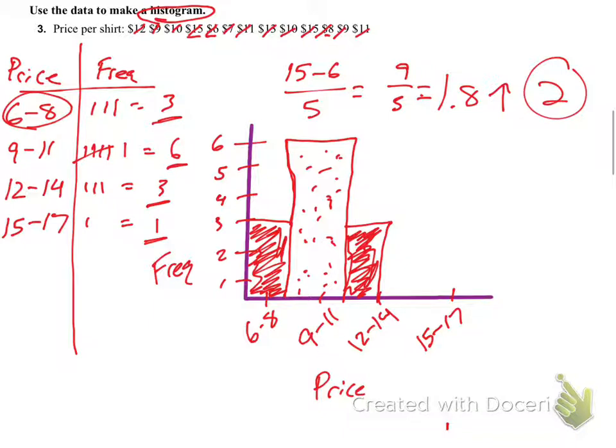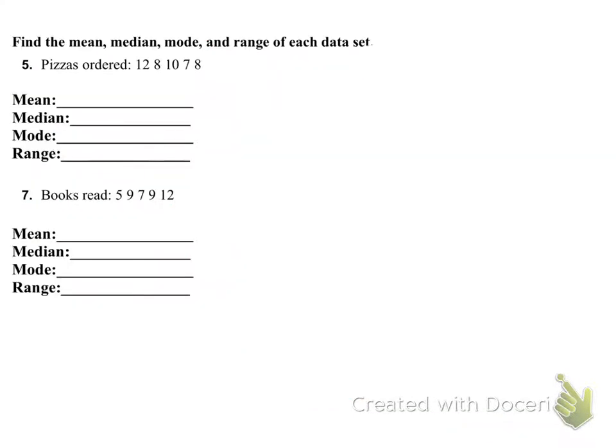And then 15 to 17 is 1. So it's a little bit off, but not the size, they have to be touching, so that's fine. And that's your histogram. All right, mean, median, mode.